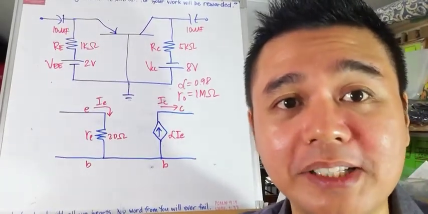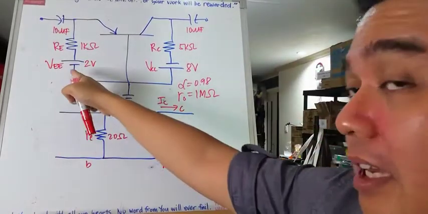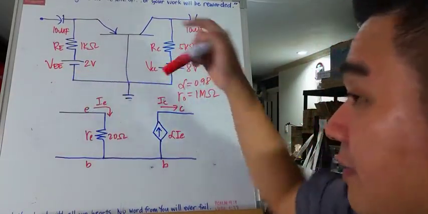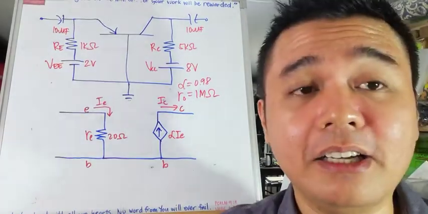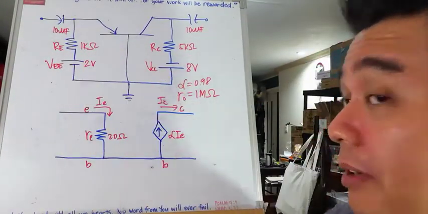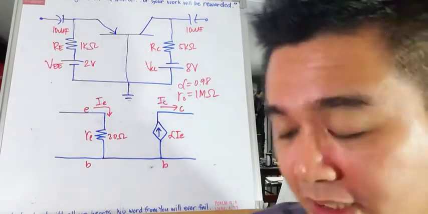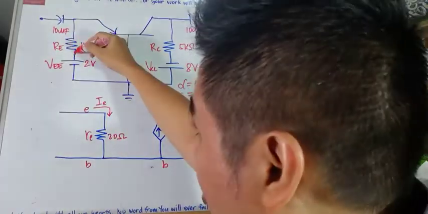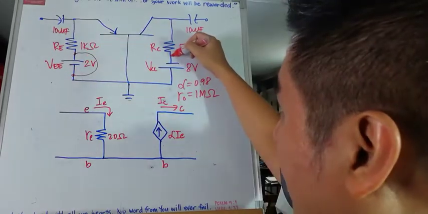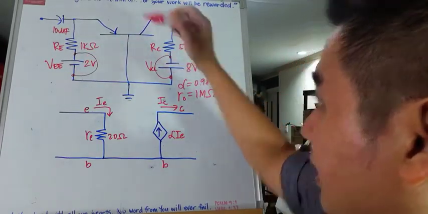Ano ba yung mga DC components natin? We have VEE or V sub EE, and we have VCC or V sub CC. Those are DC components. Easy-zero daw natin siya. So, paano natin easy-zero yan? So, theoretically, isi-short out natin yung mga DC components natin.